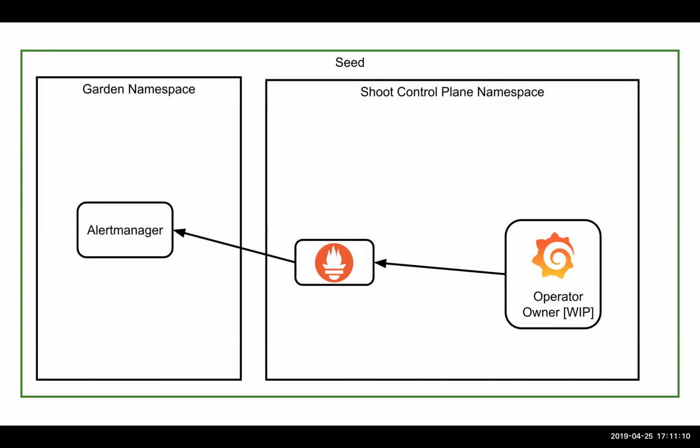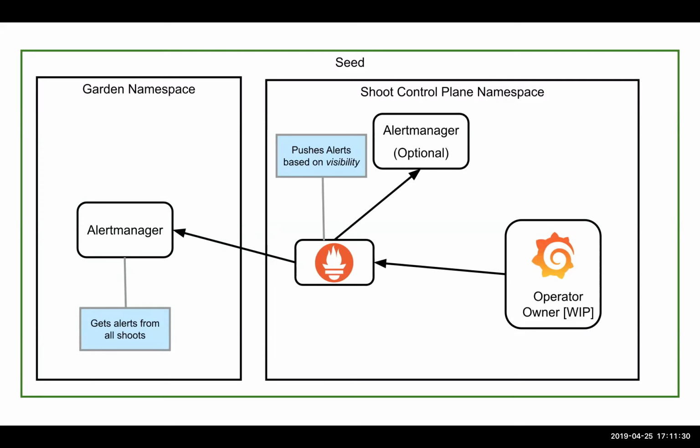It gets its data from the Prometheus. Then if Prometheus notices that something is wrong, so if we define some alerts and the alerts fire, we'll send those to the alert manager, which runs in the garden namespace. And this gets alerts from all of the chutes. So if there are multiple chutes, we have one central alert manager that gets all of them and then sends them out. But we also have another alert manager that is optional.